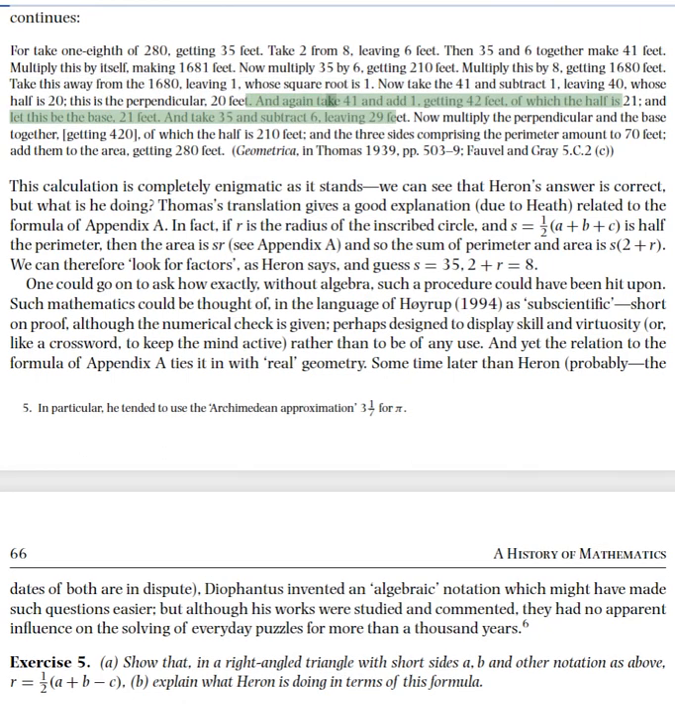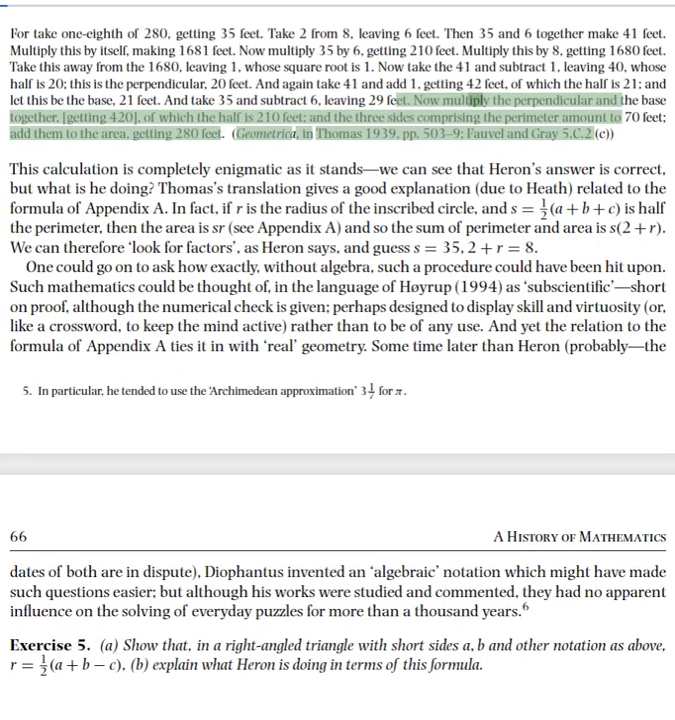And again take 41 and add 1, getting 42 feet, of which the half is 21, and let this be the base, 21 feet. And take 35 and subtract 6, leaving 29 feet. Now multiply the perpendicular and the base together, of which the half is 210 feet, and the 3 sides comprising the perimeter amount to 70 feet, add them to the area, getting 280 feet.